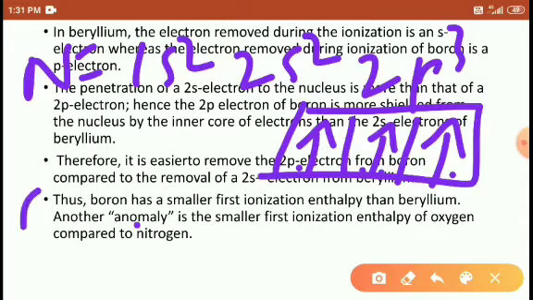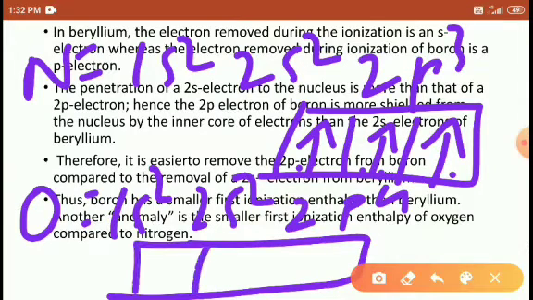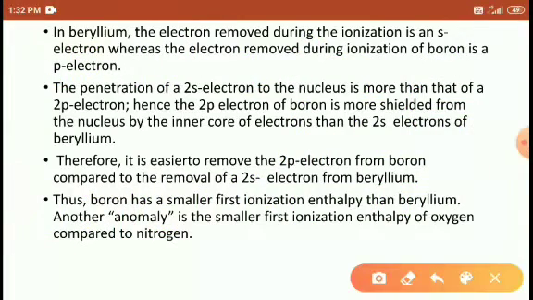In oxygen, 1s2 2s2 2p4. 2p4 means first the orbitals are singly occupied, and after that one is paired. So again it is imbalanced, and unstable, because one orbital has two electrons and the others have one each. That's why it is unstable. So this pair is the one that is removed. So the ionization enthalpy of oxygen is less compared to nitrogen. Right.